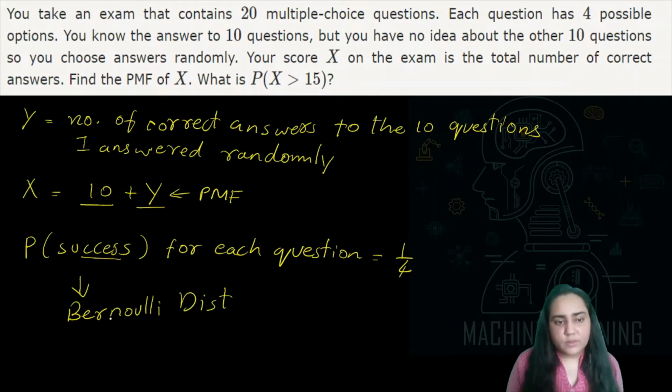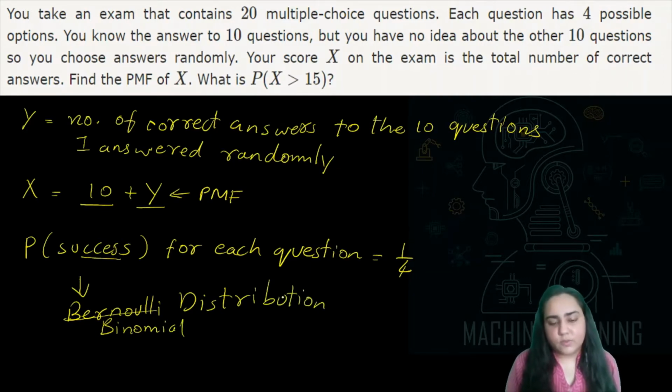Actually, sorry, you can also call it a binomial distribution because you're doing multiple trials. You have 10 questions, so let's call it a binomial distribution. Of course, if you don't know what this is, you can go through some of the videos on binomial distribution, and I'm sure you'll get it. So this is an example of a binomial distribution.